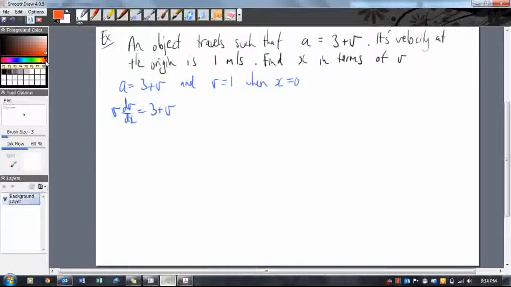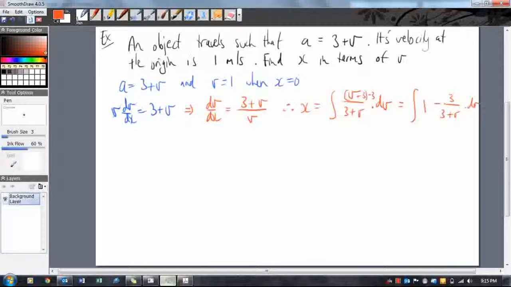Okay, so let's give this a go. Let's see what happens. Let's rearrange this. So dv dx is equal to, moving v onto this side, 3 plus v over v. And then we can solve this. Therefore, flip it upside down: x equals the integral of v over 3 plus v dv. And if we move this around a bit, we'll make that v plus 3 minus 3 there. What you'll get is v plus 3 over 3 plus v, so that's just 1 minus 3 over 3 plus v, dv, like that.